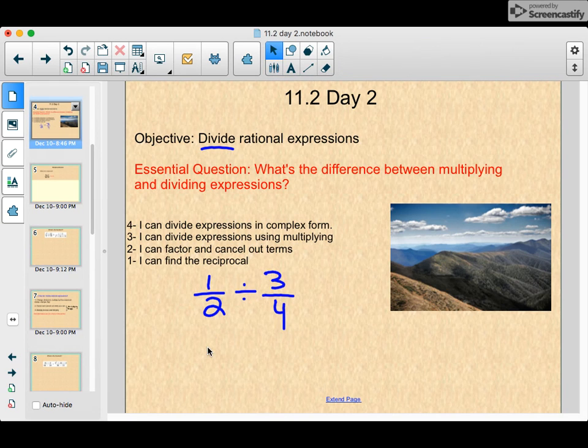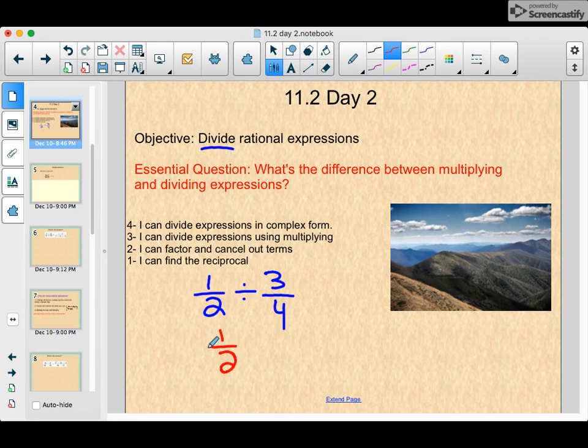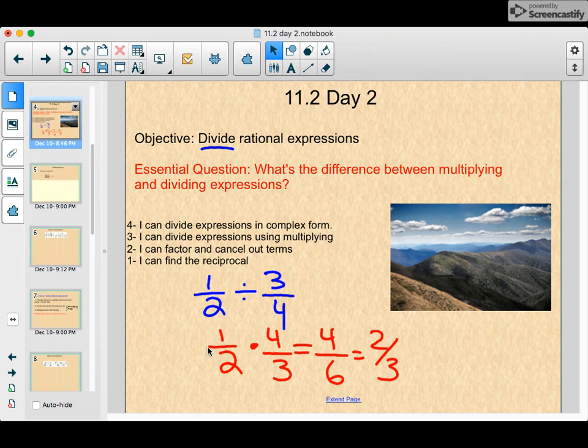this is a reminder of when you would do keep, switch, flip, or keep, change, flip. So you keep that, change division to multiplying, and you just multiply by the reciprocal. So multiply across, I get 4 over 6, which reduces to 2/3. So we're obviously doing more challenging problems than that. But if you remember that dividing is the same as multiplying by the reciprocal, and you know how to multiply, this shouldn't be too bad.